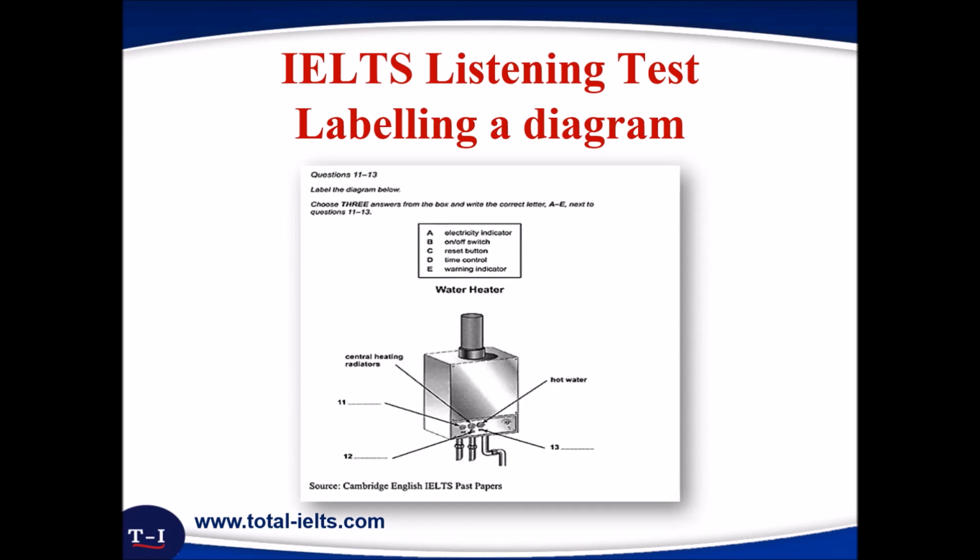In labeling a diagram question, there are several possible topics, such as machines, devices, and structures. The task is to choose the correct option from a list or write the answer in number gaps. This task has a list of 5 options listed alphabetically, and only 3 are necessary, and they are not in the order you will hear in the recording.